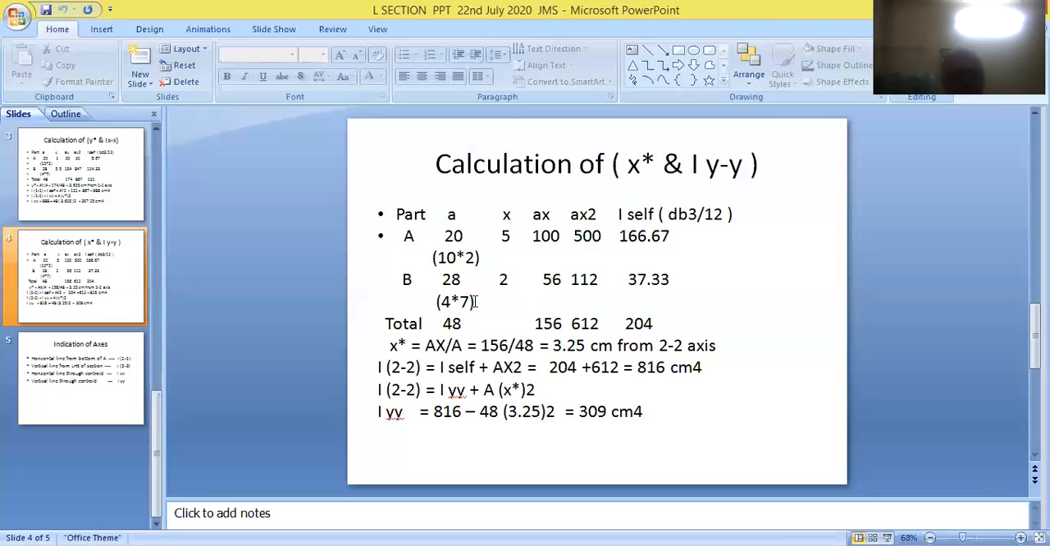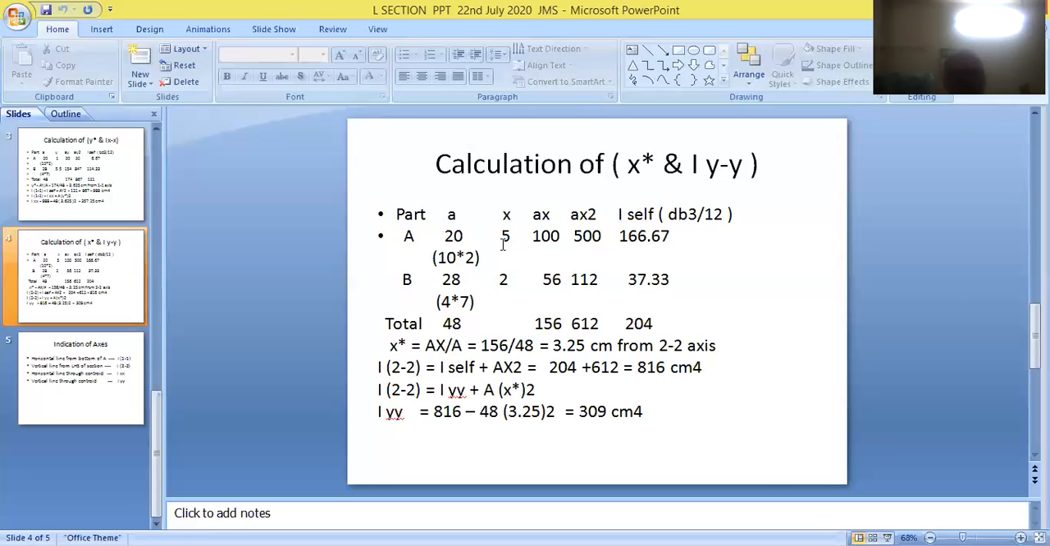So friends, selection of BD value is very essential for doing I self calculation. And selection of X value is very essential for doing AX calculations and also for doing AX square calculations. If you select the wrong values of X, we get wrong values of AX and also wrong values of AX square. So proper selection of X values is very important. Proper selection of BD values is also very essential for solving the problem.